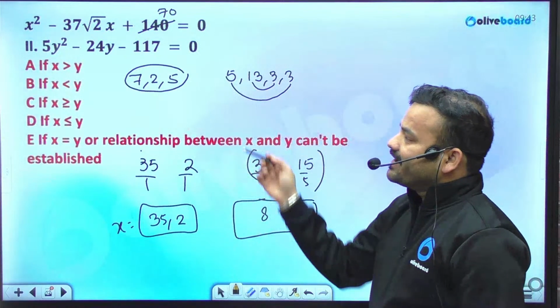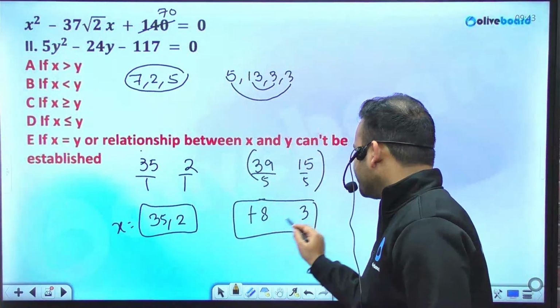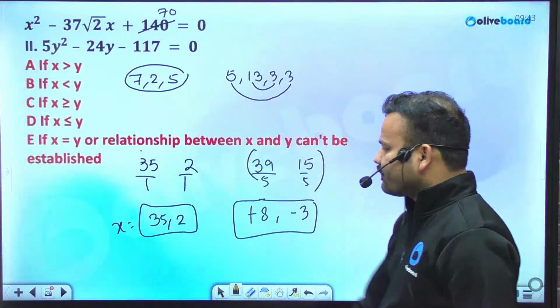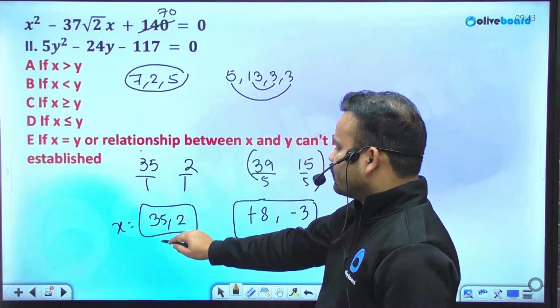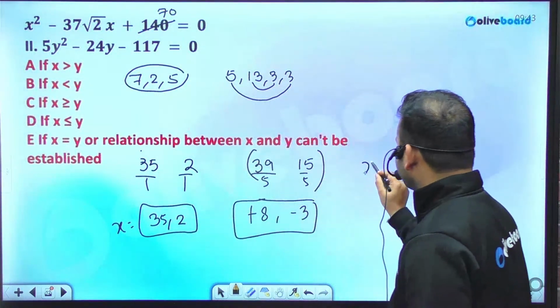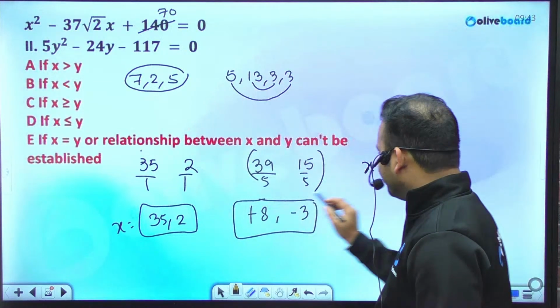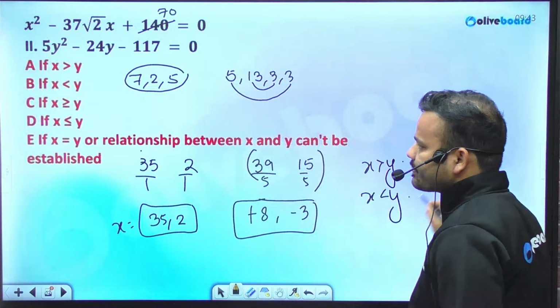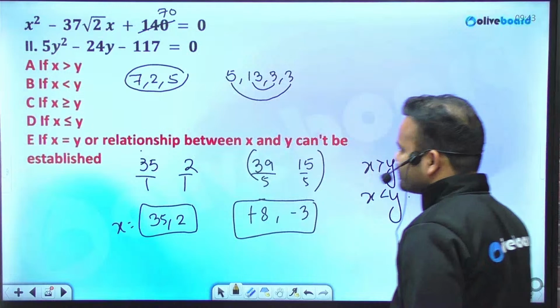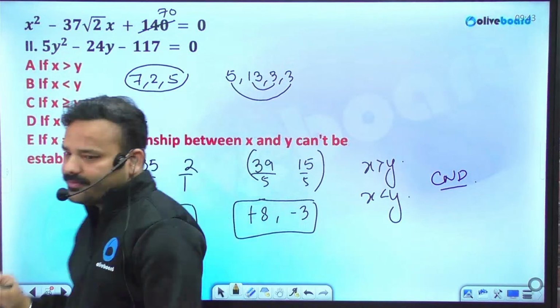Minus and minus will be plus minus. So this is plus and this is minus. See, this particular coefficient of x is more than this. So x is greater than y. But the value of 2 is less than 8. So x is less than y. So answer will be C and D. Relation can't be established. So option E will be your answer.